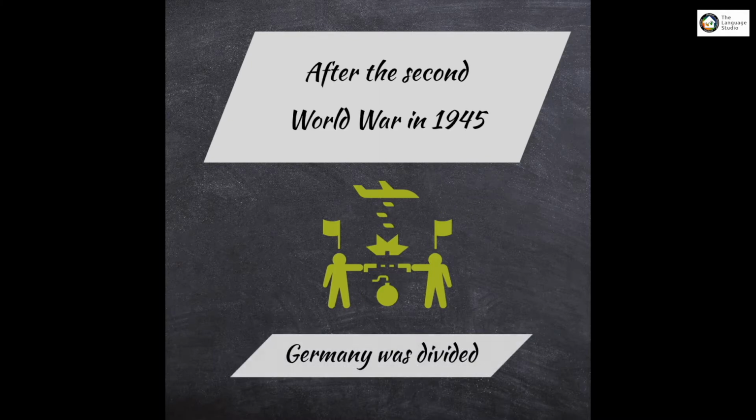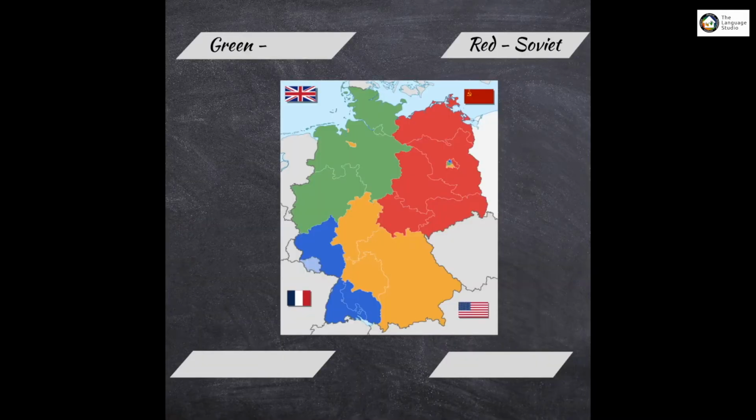In 1945, when Germany was defeated in the Second World War, the four main allies in Europe, the United States, Great Britain, the Soviet Union and France, took part in a joint occupation of the German state. That means Germany was divided into four zones.